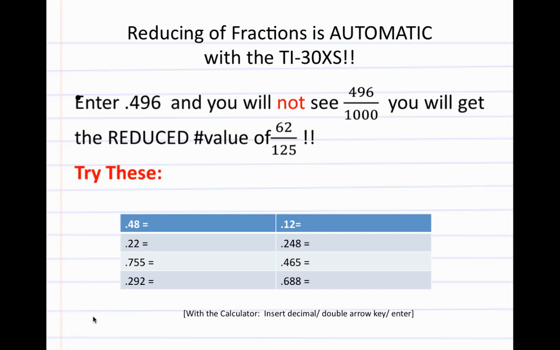If you have 0.496, you will not see 496 over 1,000. You will get the reduced value of 62 over 125. If you want to pause this video and look at these next problems, go ahead and change these all to fractions.